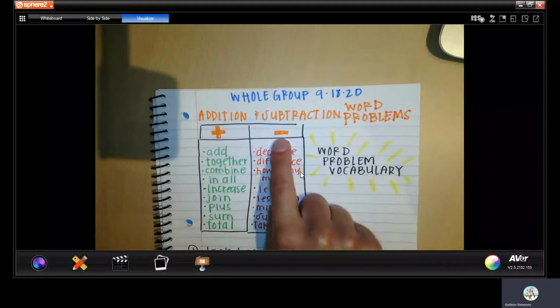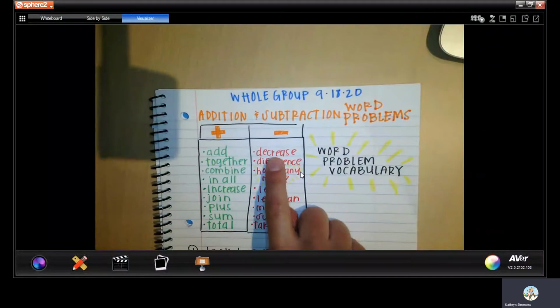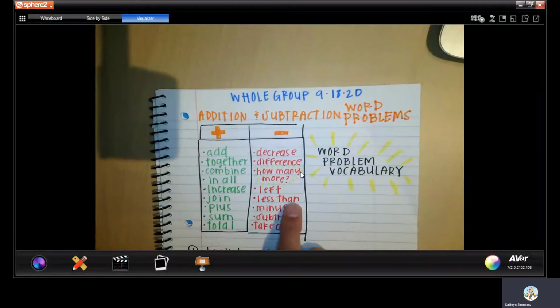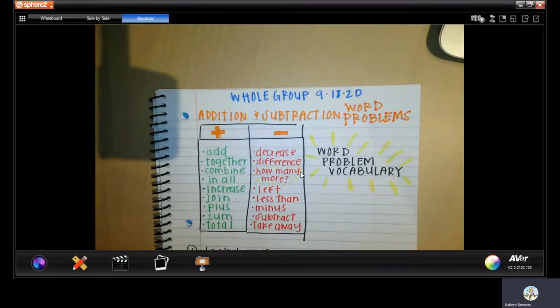All right, if I look over here in my subtraction column, if I see words like decrease, difference, how many more, left, less than, minus, subtract, or take away, I know I will be subtracting. So I want you to make this chart in your journal as well. You can pause this video and catch up and write all these words down in your word problem vocabulary chart. I'm going to be asking to see these during small groups, so make sure you get all of those words down.